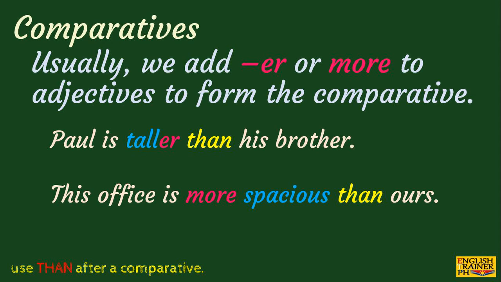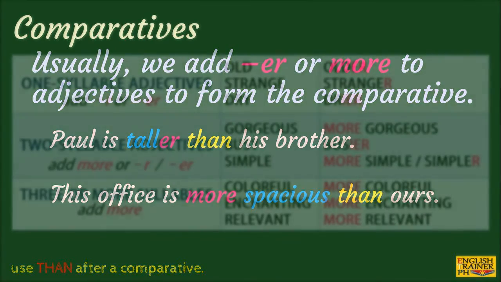It is also important to note that when you're making a comparison, you have to use than after the adjective. Bigger than, taller than, more beautiful than, and so on. Don't use both of them together because they will sound really redundant and incorrect. Don't say more taller or more spaciouser because these are incorrect.